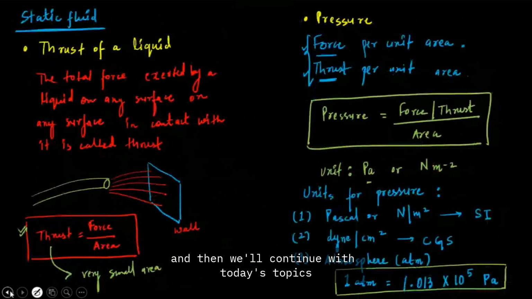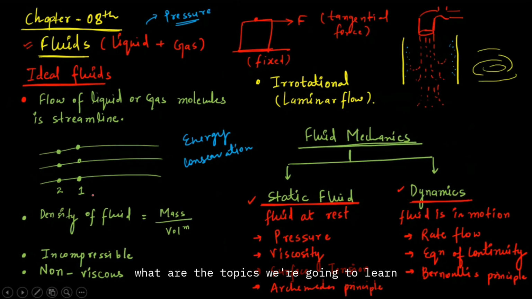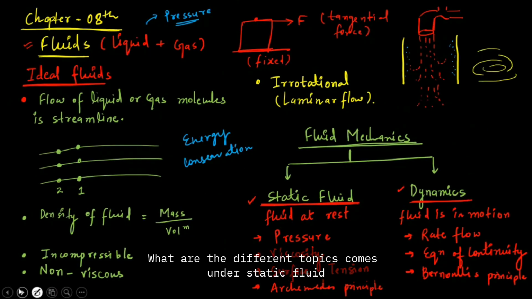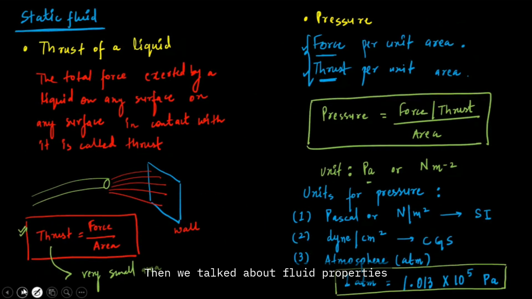So let us just quickly revise what we did in the last class and then we'll continue with today's topics. We discussed what an ideal fluid is. We talked about the topics we're going to learn in this particular unit, the different topics that come under static fluid and fluid dynamics. Then we talked about a few properties, or phenomena, represented by fluid. One of such things is pressure.